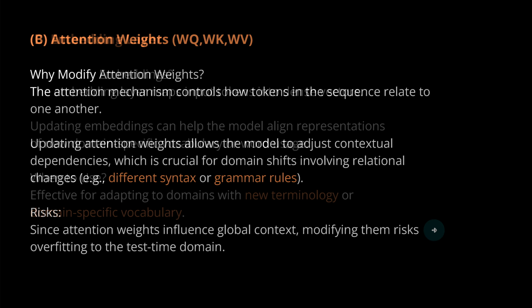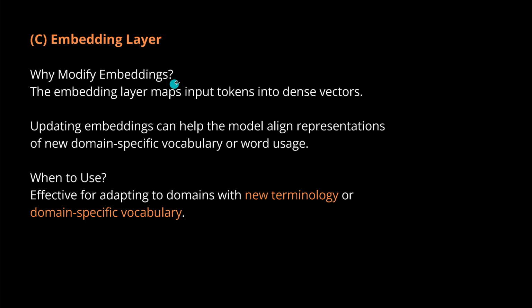When should we modify the embedding layer? You know what it does? The embedding layer maps the input tokens into dense vectors. Updating the embedding can help the model align the representation of new shifted domain-specific vocabulary or words. So if you are now integrating a technical report with some very specific technical terms, then you should optimize the embedding layer and maybe something else.